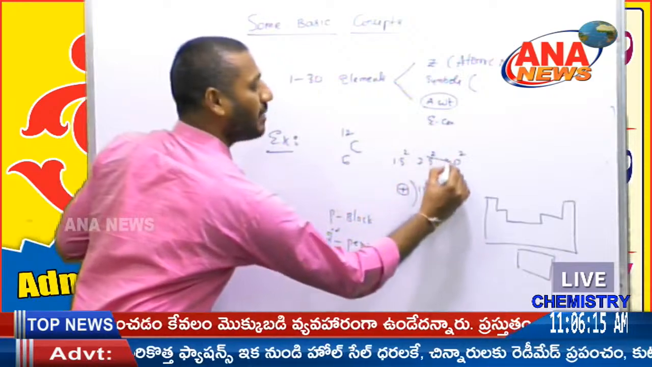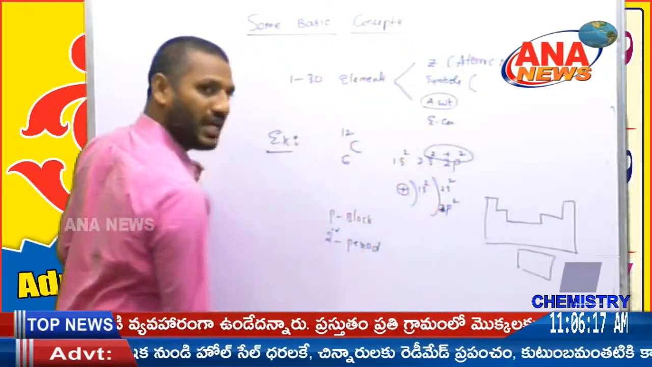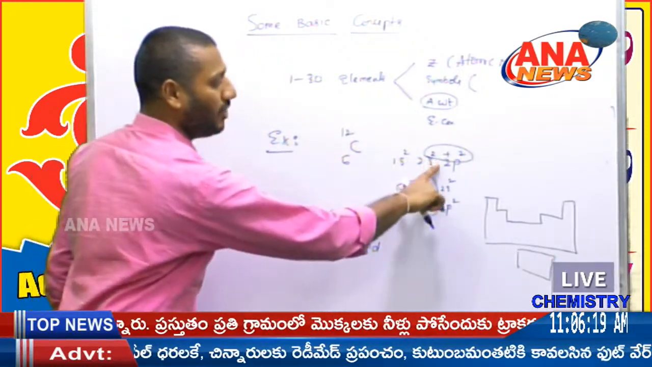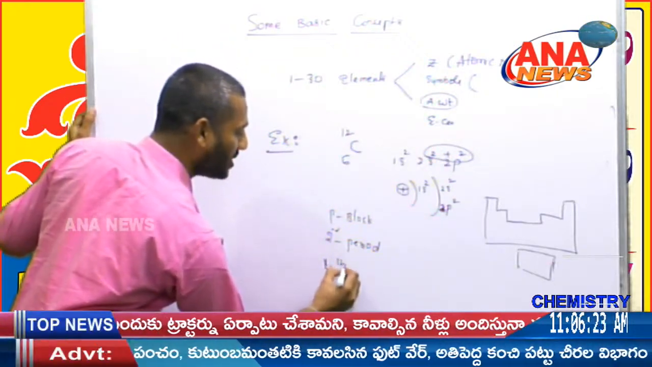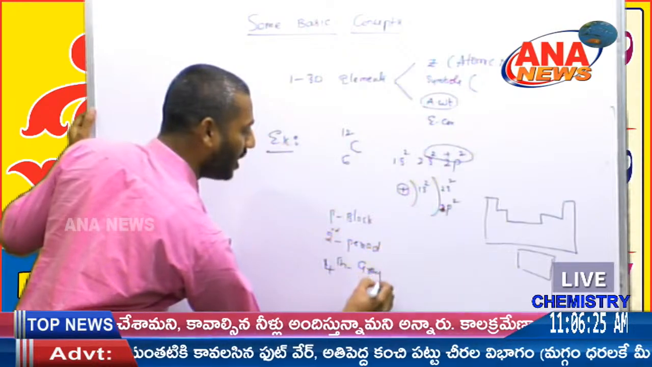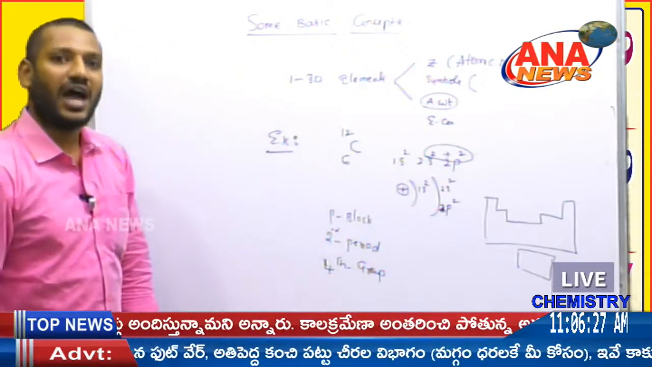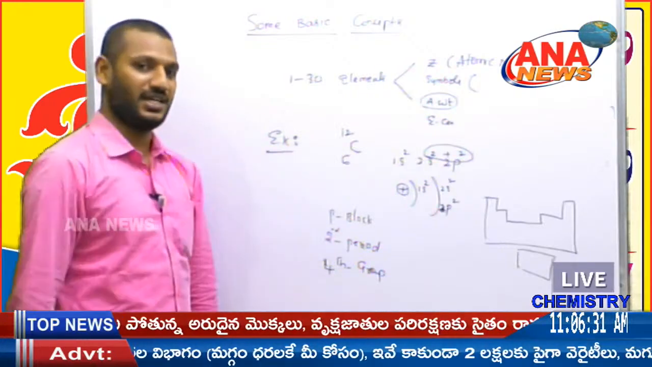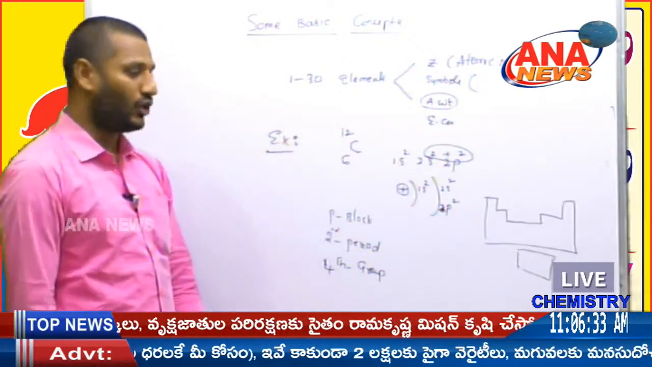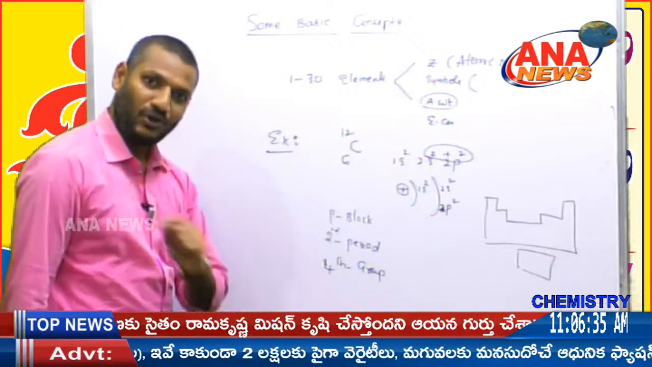The summation of the powers is known as the group number. That is 2 plus 2, equal to the 4th group. That is, carbon is in the 4th group. The next information is valency. Valency is nothing but the group number, but not in all cases. Up to the 4th group, the group number is equal to the valency.